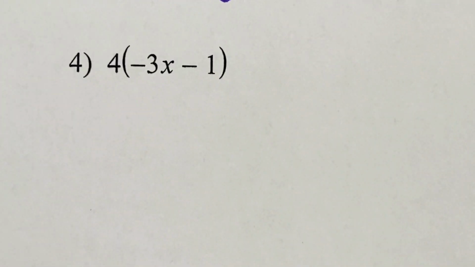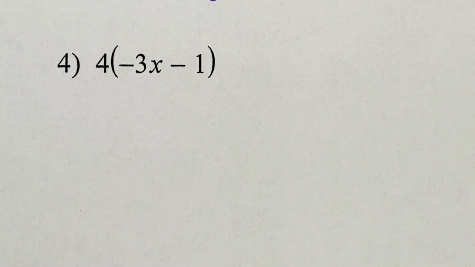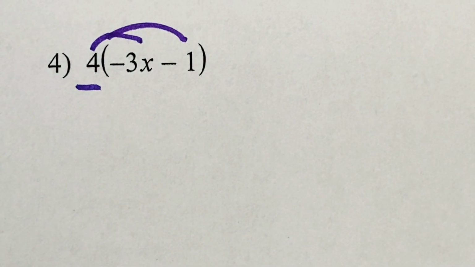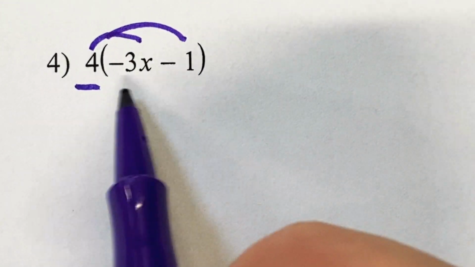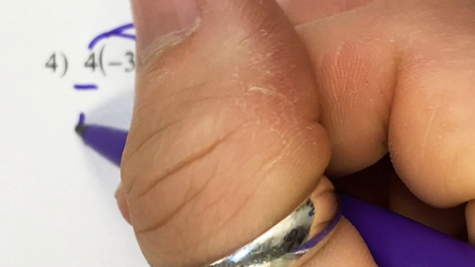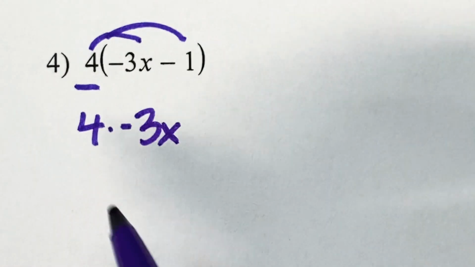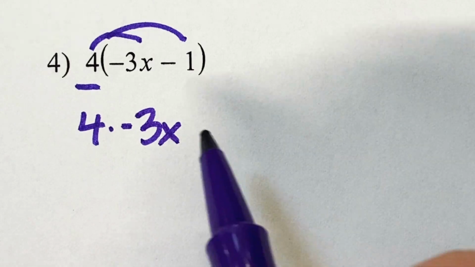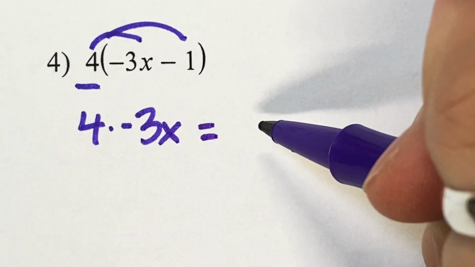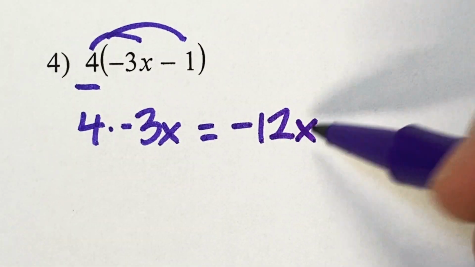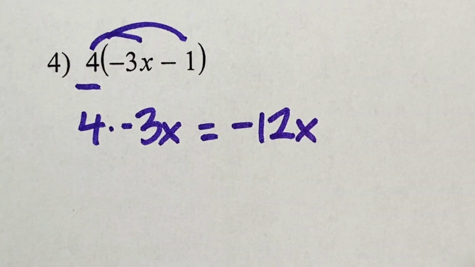Okay, let's look at number 4. What is the number that needs to distribute inside? It's going to be that 4. It needs to distribute to both things inside, meaning 4 times negative 3x. So let's do 4 times negative 3. What's that going to give me? 4 times negative 3 is going to give me negative 12. There was 1x, so negative 12x.